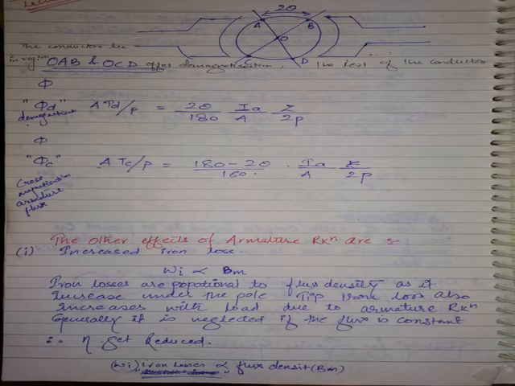Third one is increased design cost. In order to compensate the armature reaction effect, the design cost increases.